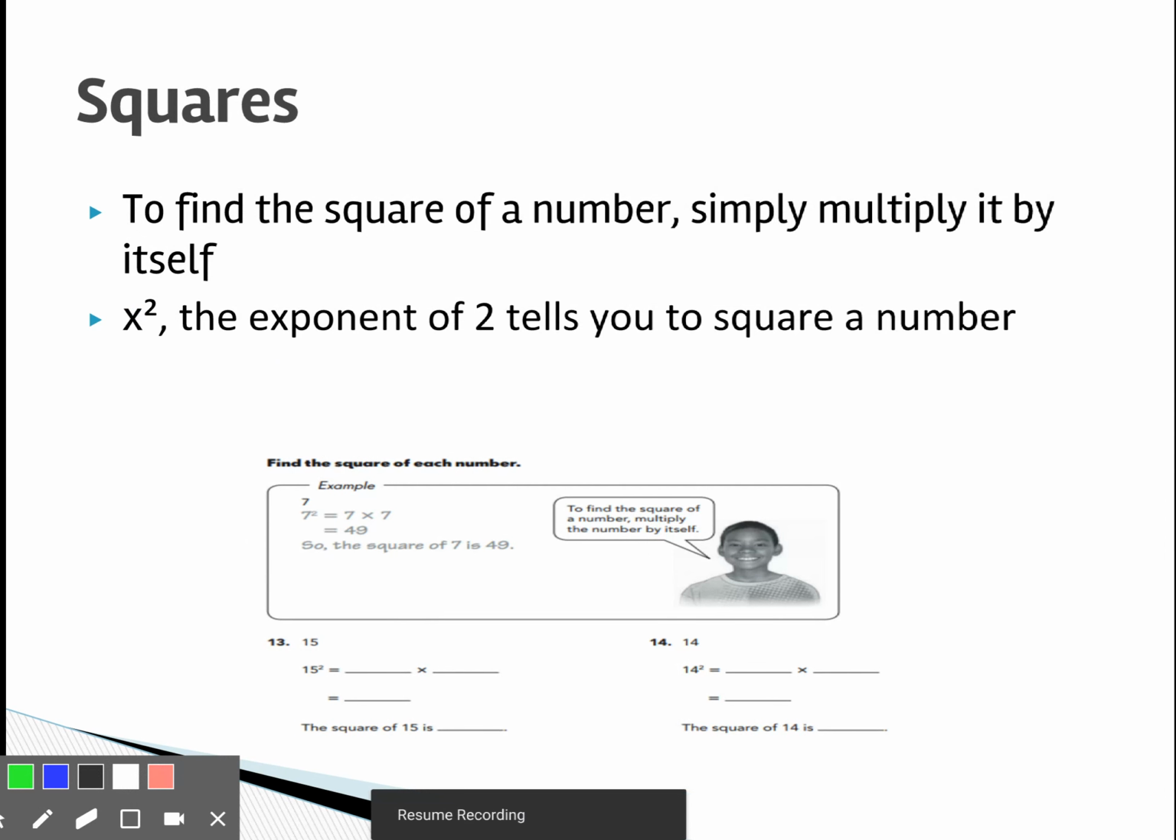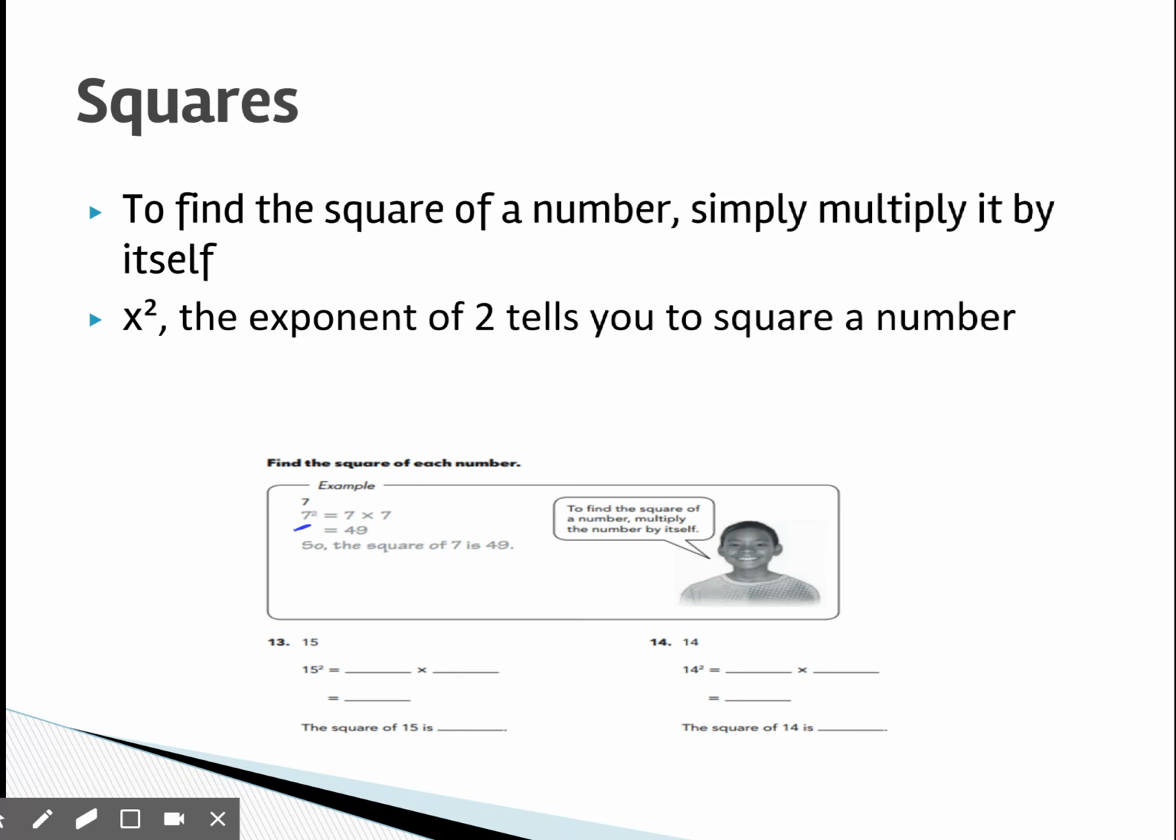To find the square of a number, you're simply going to multiply it by itself. So x squared, the exponent of 2, tells you to square the number. So in the example here, 7 squared, we do 7 times 7 and get 49. Let's practice. 15 squared, again, that exponent of 2 says it is 15 times 15. So 15 squared equals 225. So the square of 15 is 225.